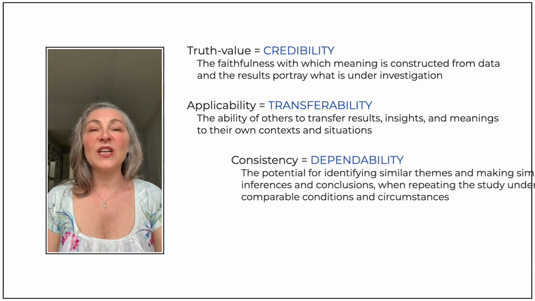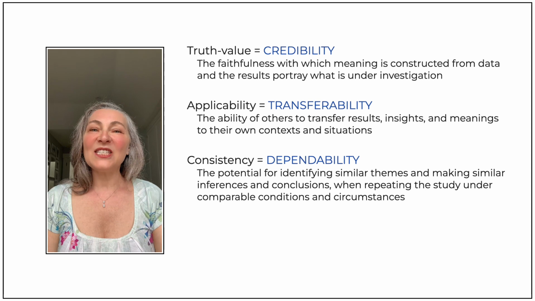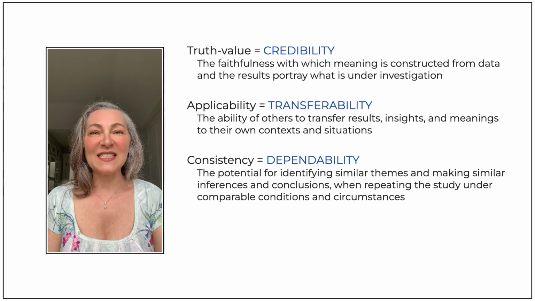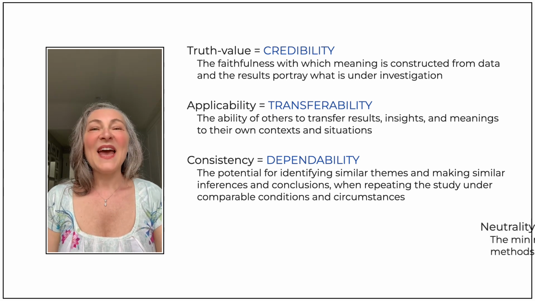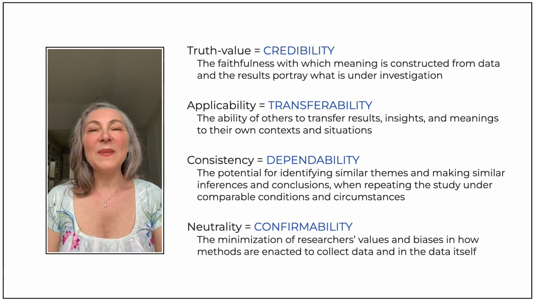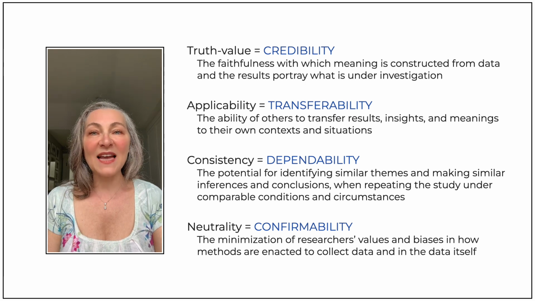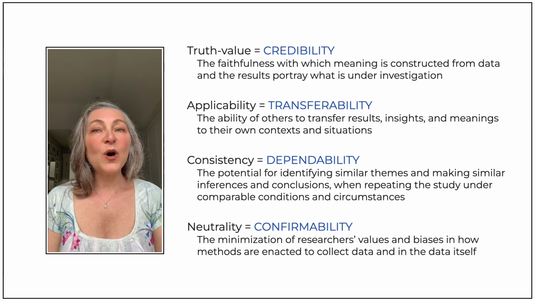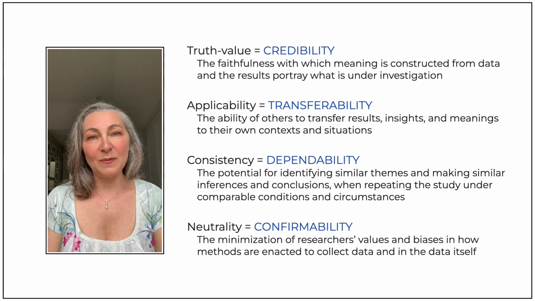Consistency is understood as dependability. It relates to the potential for identifying similar themes and making similar inferences and conclusions should a qualitative study be repeated under comparable conditions and circumstances and in comparable settings. And neutrality is understood as confirmability. It relates to the minimization of researchers' values and biases in the collection of data and in the data itself. Both should be as free of personal values and bias as possible.